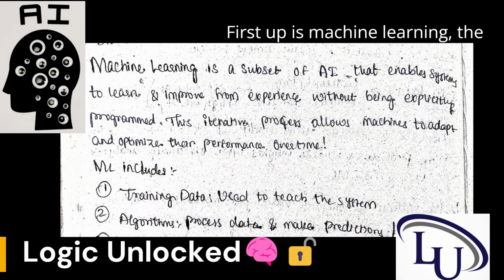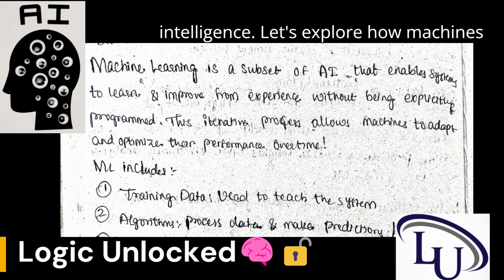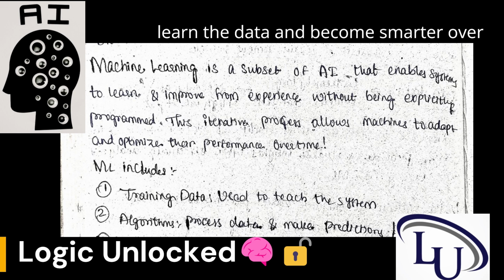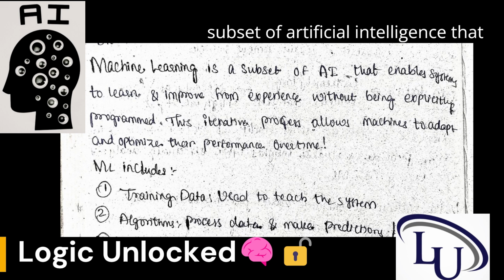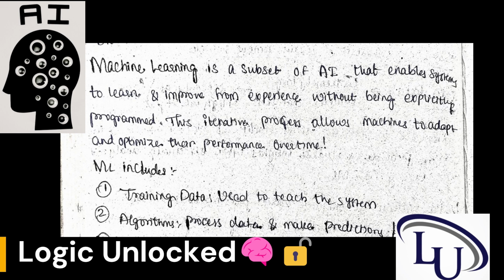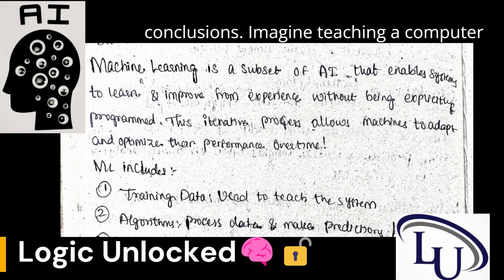First up is machine learning, the backbone of modern artificial intelligence. Let's explore how machines learn from data and become smarter over time. Machine learning, or ML, is a subset of artificial intelligence that enables systems to learn and improve from experience without being explicitly programmed to come to any specific conclusions.